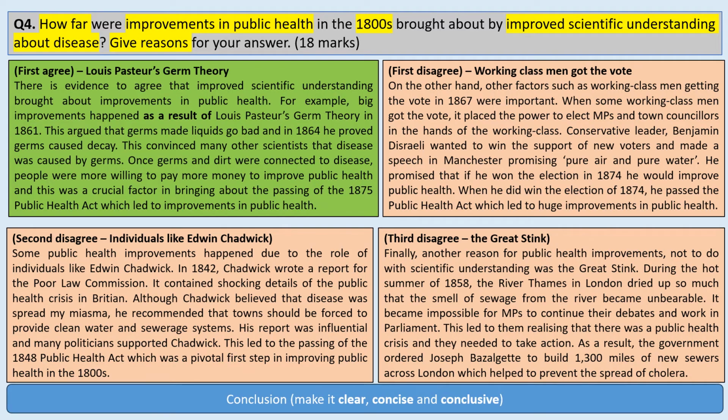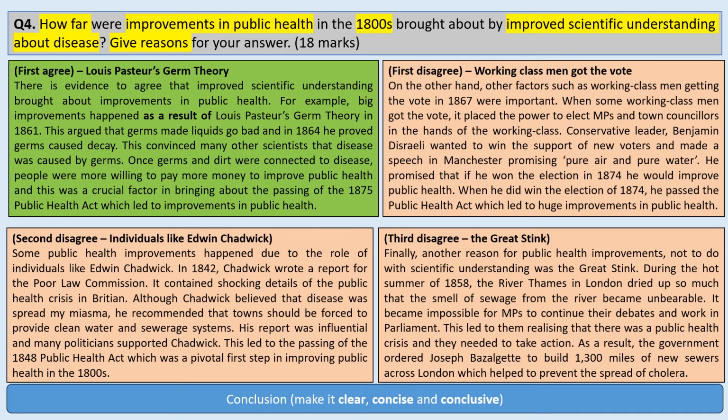So another second disagree would be individuals like Edwin Chadwick. Some public health improvements happened due to the role of individuals like Edwin Chadwick. In 1842, Chadwick wrote a report for the Poor Law Commission. It contained shocking details of the public health crisis in Britain. Although Chadwick believed that disease was spread by miasma, he recommended that towns should be forced to provide clean water and sewerage systems. His report was influential, and many politicians supported Chadwick. This led to the passing of the 1848 Public Health Act, which was a pivotal first step in improving public health in the 1800s.